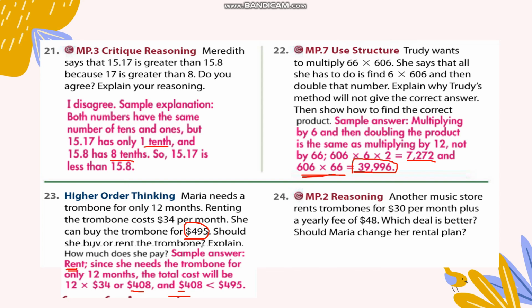Number 24. Another music store rents a trombone for $30 per month, plus a yearly fee of $48. So which deal is better? Should Maria change her rental plan? So the answer is no. Why? Because the total rental costs are equal. The $48 yearly fee accounts for $4 saved each month. So if we multiply 30 by 12, then add the yearly fee, which is 48, the answer is the same $408 for rental.